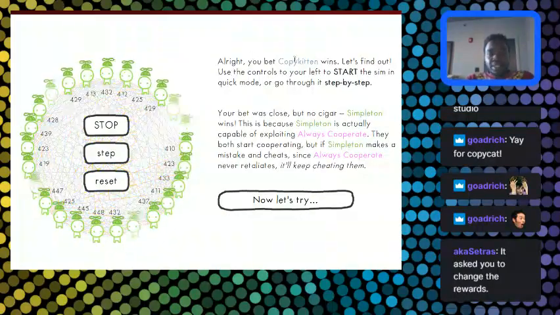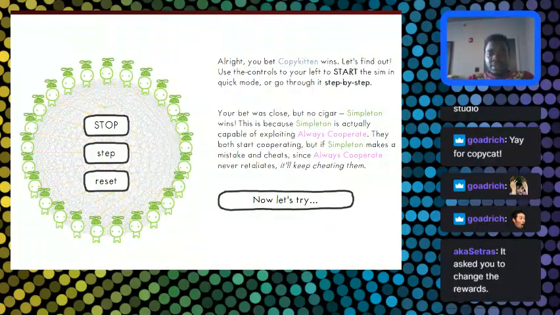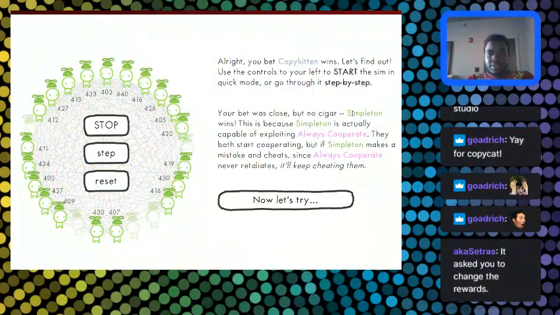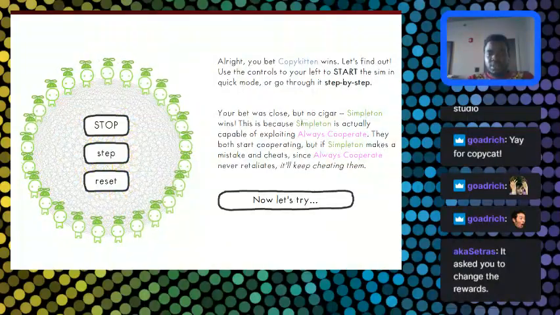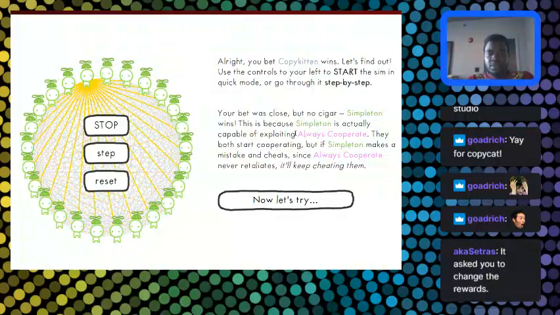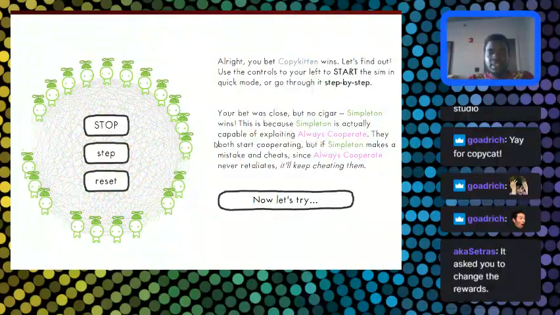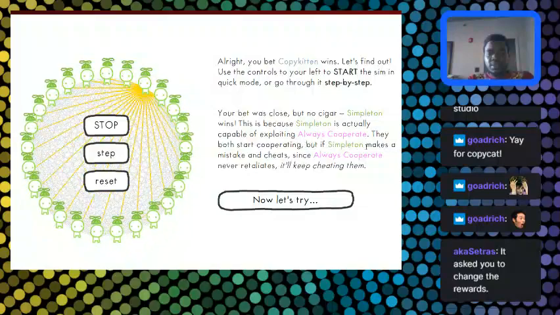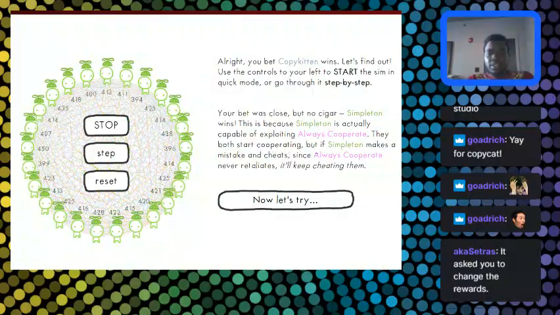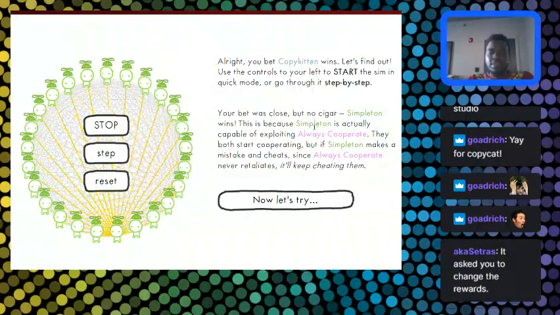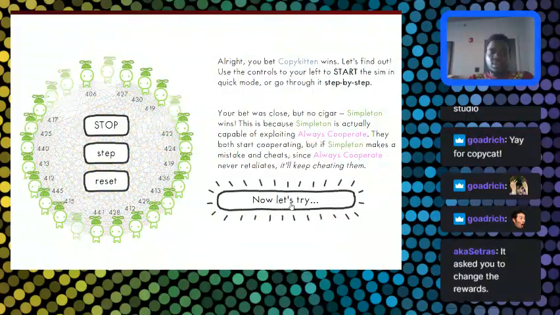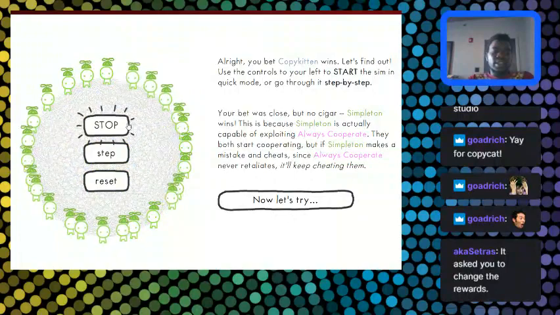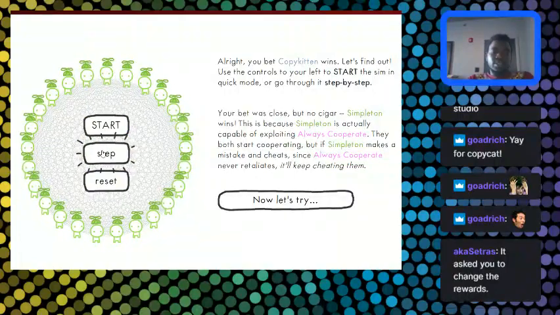Alright, you bet copykitten wins. Okay, the bet was close, but Simpleton wins. This is because Simpleton is capable of exploiting always cooperate. They can both start cooperating, but if Simpleton makes a mistake and cheats, since always cooperate never retaliates, it keeps cheating.